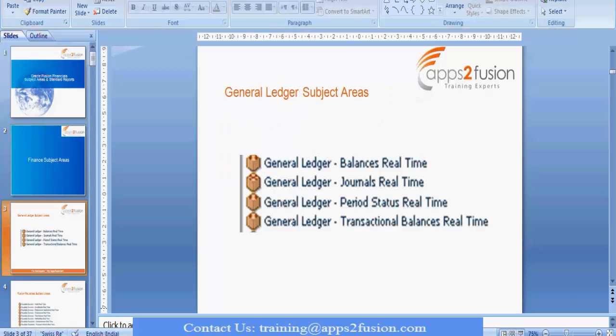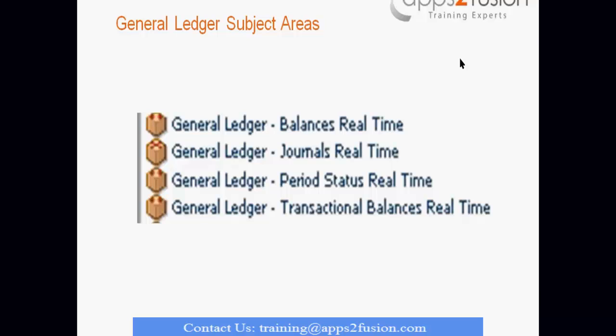In GL OTBI, these are the four subject areas: balances real time, journals real time, period status real time, and transactional balances real time. Now, this balances real time subject area is based on the Essbase cube, so the reporting tools and other tools are available for the Essbase cube.